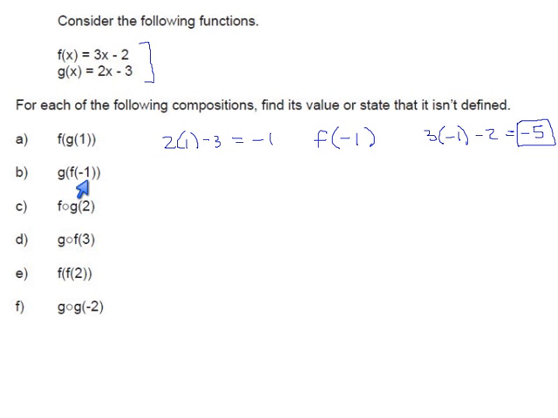This next one is take negative 1, put it into f, take the result, put it into g. So if we take f of negative 1, we get 3 times negative 1 minus 2, which is minus 5. Then we take that minus 5 and put it into function g. So we get 2 times negative 5 minus 3, right? I'm working off the functions up here, I trust you noticed. So 2 times negative 5 is negative 10, minus 3 is negative 13. Should do it for that one.